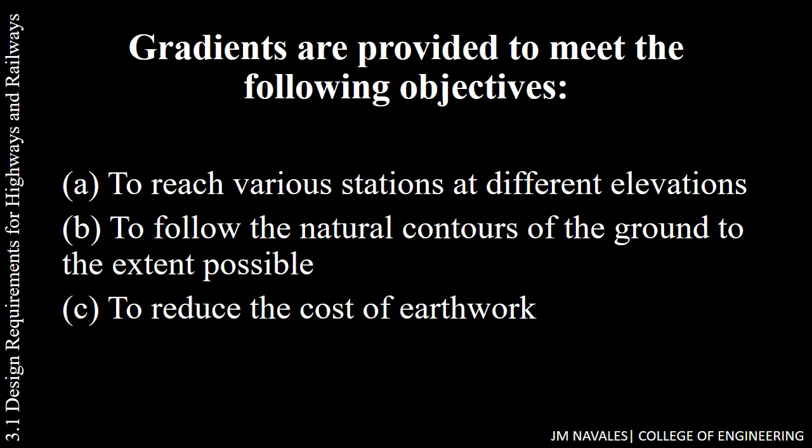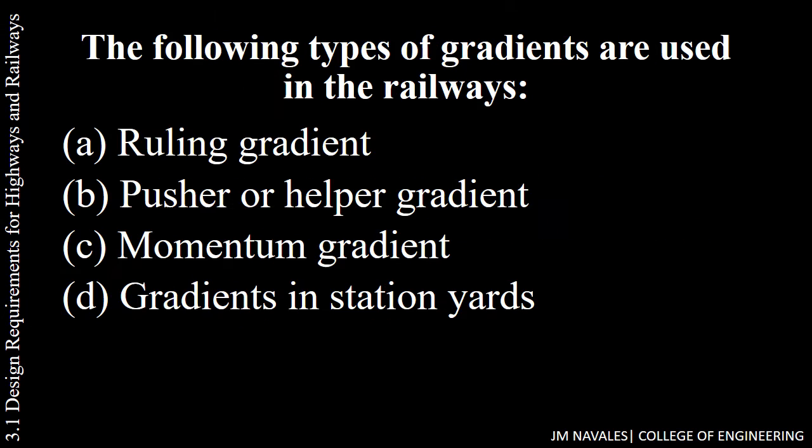Gradients are provided to meet the following objectives. Letter A, to reach various stations at different elevations. Letter B, to follow the natural contours of the ground to the extent possible. And letter C, to reduce the cost of earthwork. In terms of earthworks, I will discuss that at the last part of my chapter, which is 3.8 Earthworks.